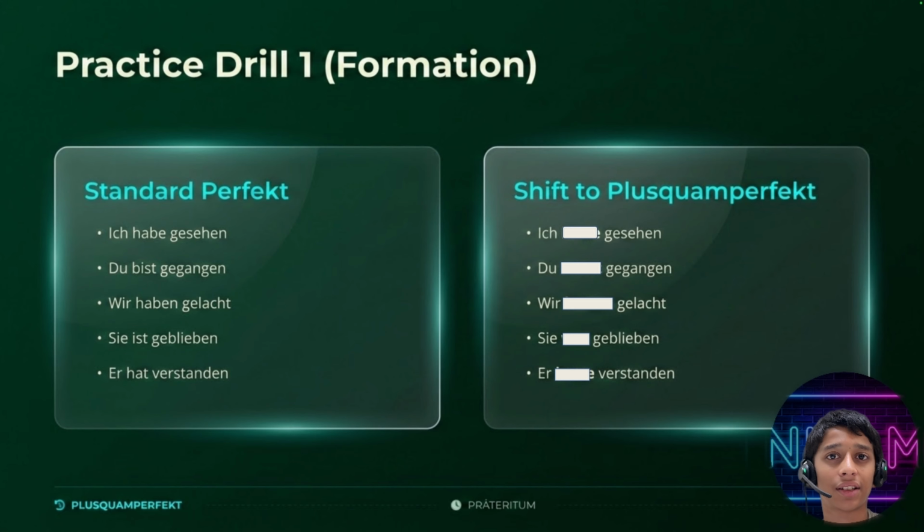Okay, so here are the answers. Ich habe gesehen changes to ich hatte gesehen. Du bist gegangen will be du warst gegangen. Wir haben gelacht means wir hatten gelacht. Sie ist geblieben means sie war geblieben in Plusquamperfekt. Er hat verstanden means er hatte verstanden. How did you do? If you got most of these, you have got the mechanical formation down solid.